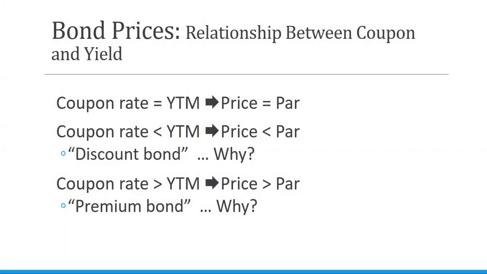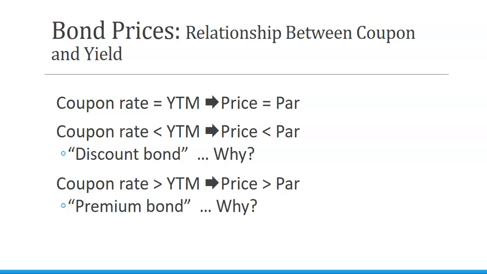So the relationship between the coupon and the yield rate. If the coupon rate equals the yield to maturity, then the price and par are exactly the same. If the coupon rate is less than the yield to maturity, then the price of the bond is less than par, or a discount bond. And if the coupon rate is greater than the yield to maturity, then the price is greater than par, and this is a premium bond.